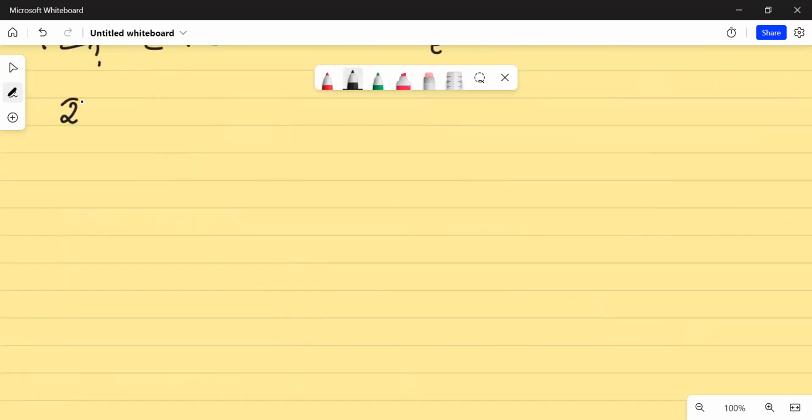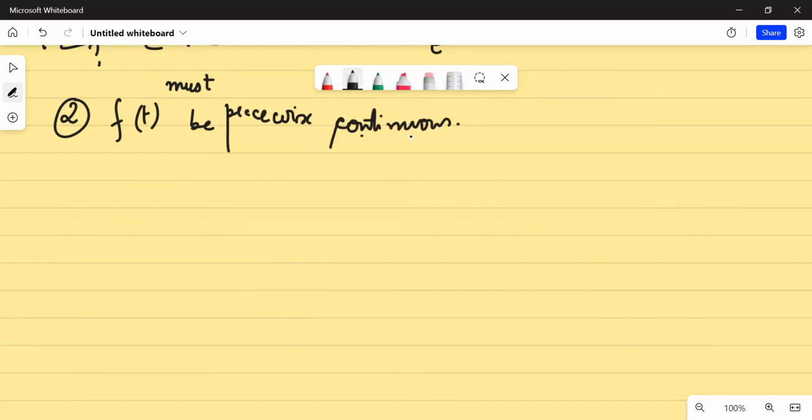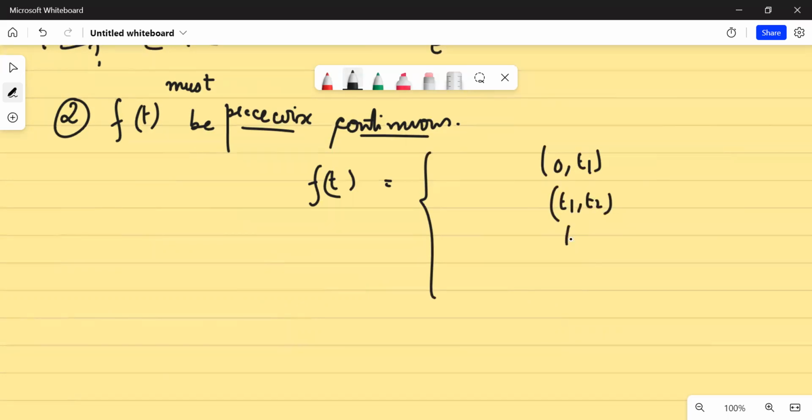And the second condition is that your function f(t) must be piecewise continuous. Must. And when I say piecewise continuous, for example, if my function f(t) is piecewise continuous, that implies let us divide it into subintervals. Let us divide my function into subintervals. And on all of these subintervals, my function is sectionally continuous. All these definitions, whatever are written here, these are all continuous. So such functions are called piecewise continuous functions.